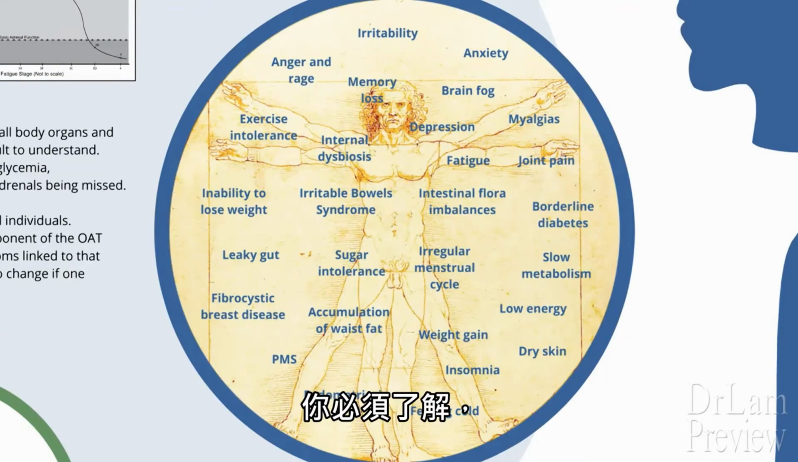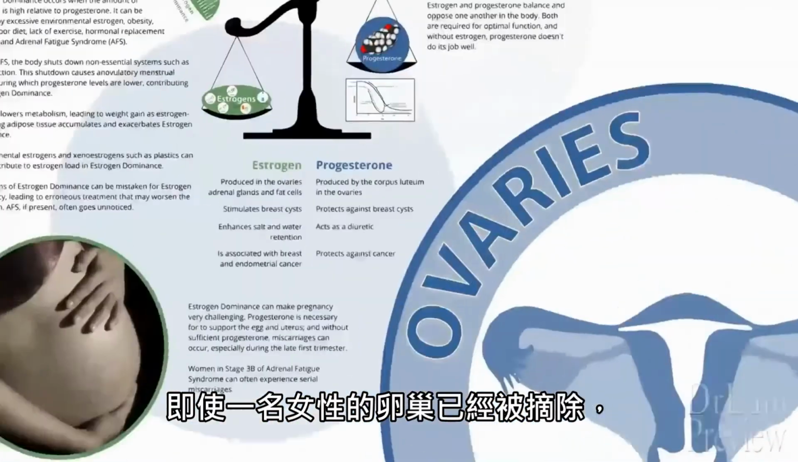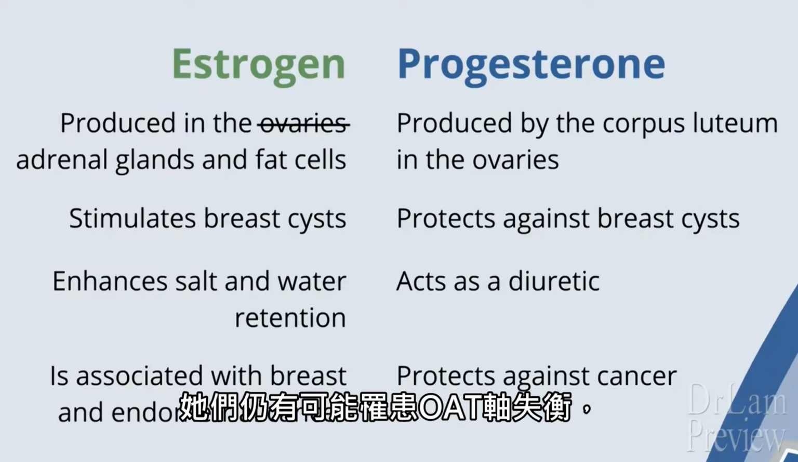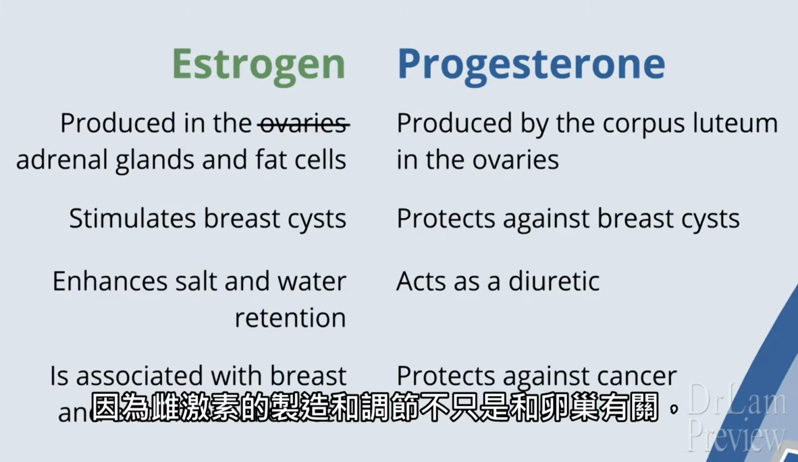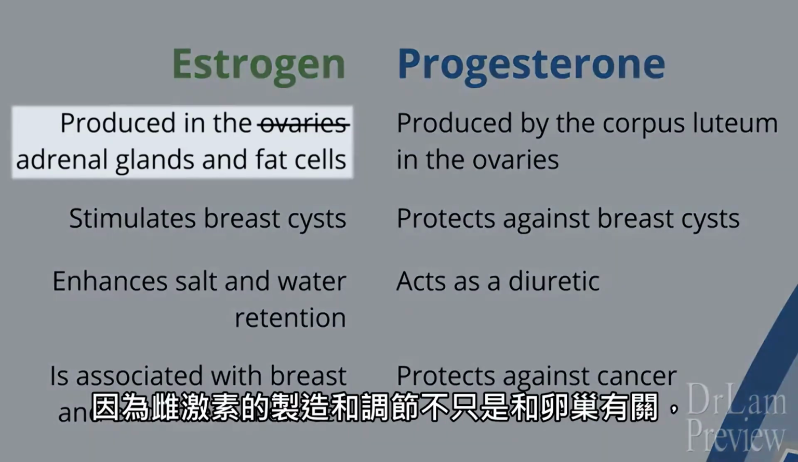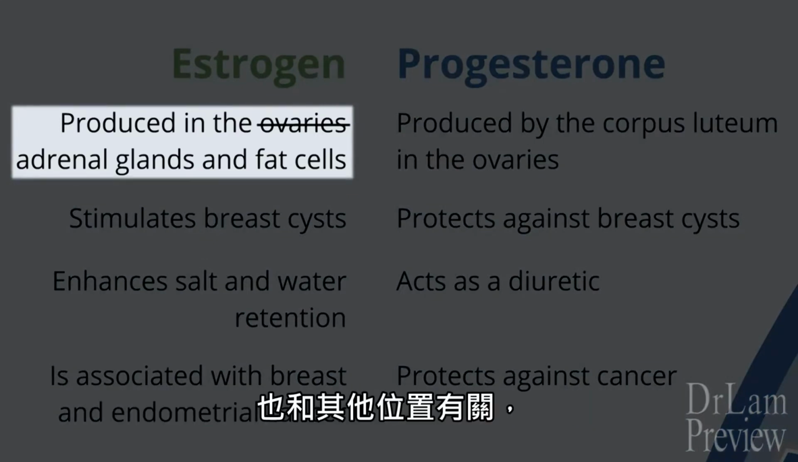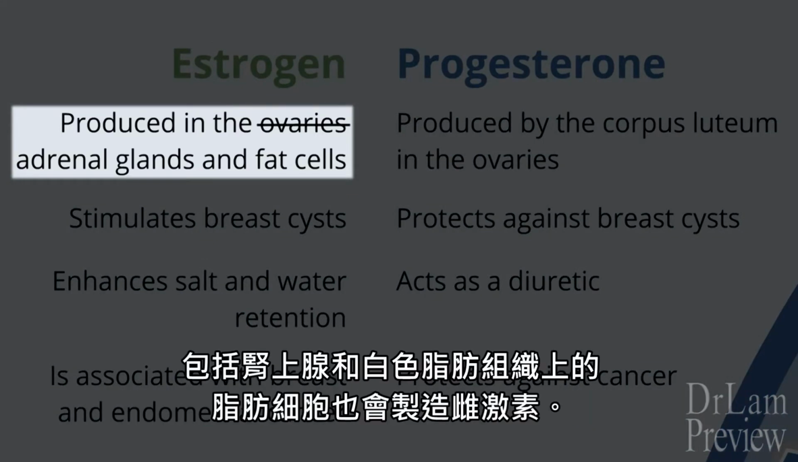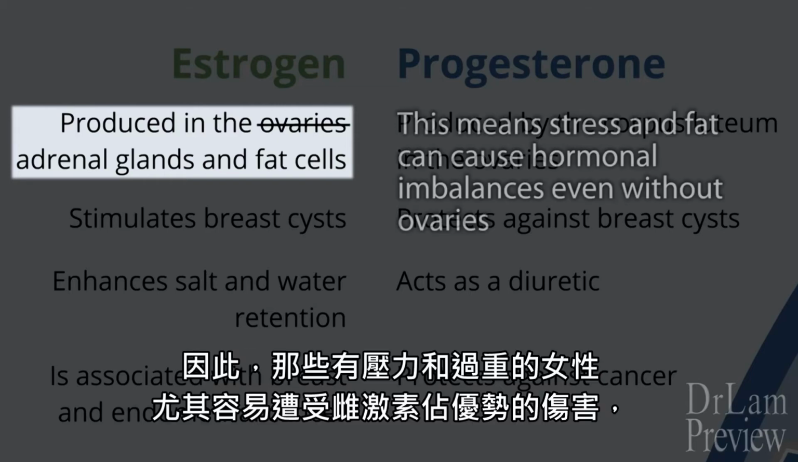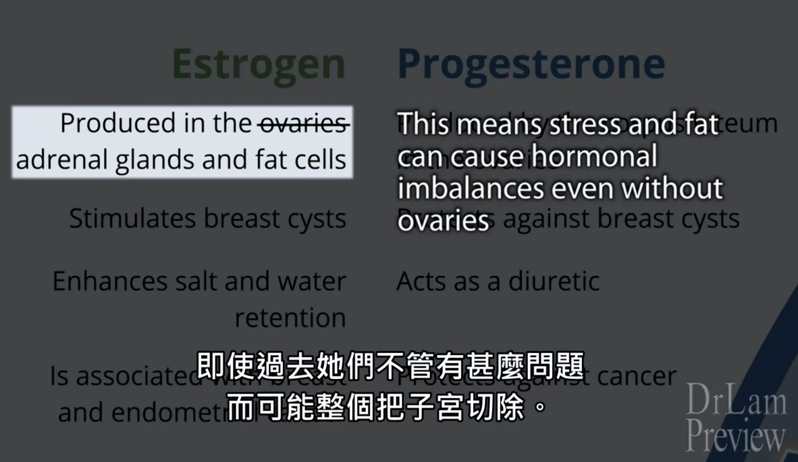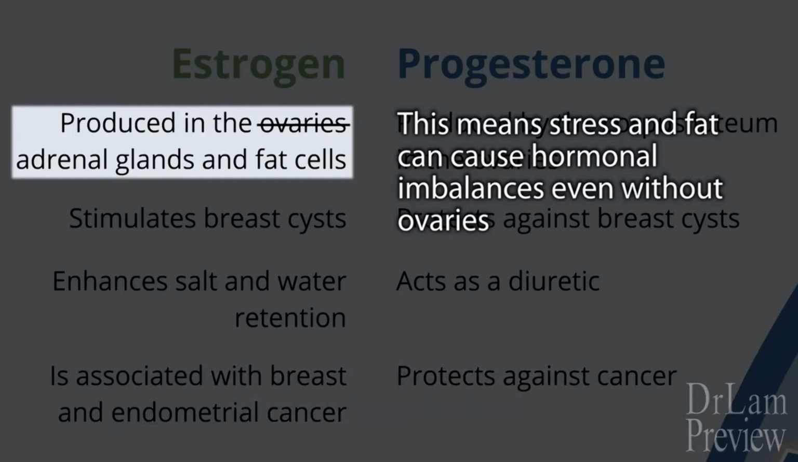Now, it's very important that you understand that even women who have their ovaries removed can still have the OAT axis imbalance because estrogen production and modulation are involved not only in the ovaries, but also at other places, including the adrenal glands, as well as the fat cells or the adipose tissues where estrogen is produced. So therefore, those who have stress as well as overweight are particularly vulnerable to estrogen dominance, even though they may have had a complete hysterectomy for whatever issues they had before.